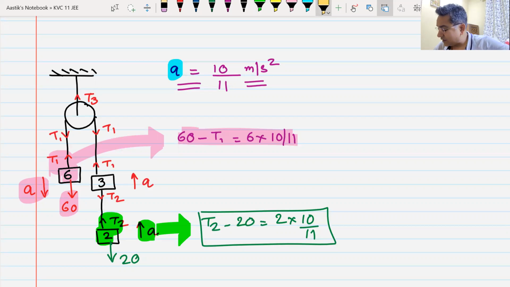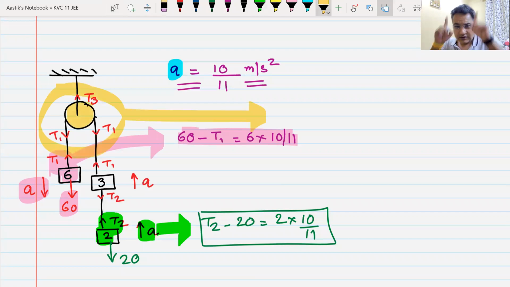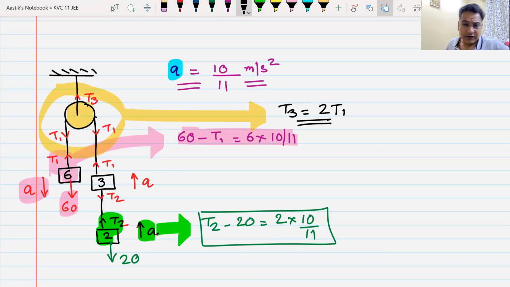You look at this equation of the pulley. Remember this pulley is massless. So if I write the equation of this pulley, the pulley is massless. The upward force must be equal to the downward force. Therefore, I will get T3 as T1 plus T1, or 2 times T1. Once I get the value of T1, I can write the value of T3.